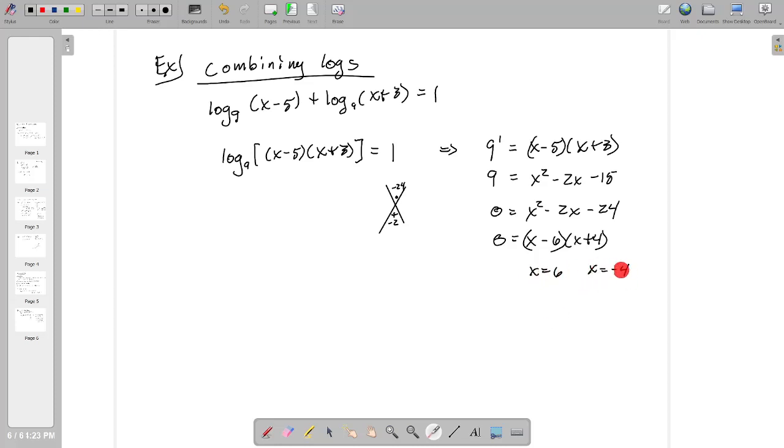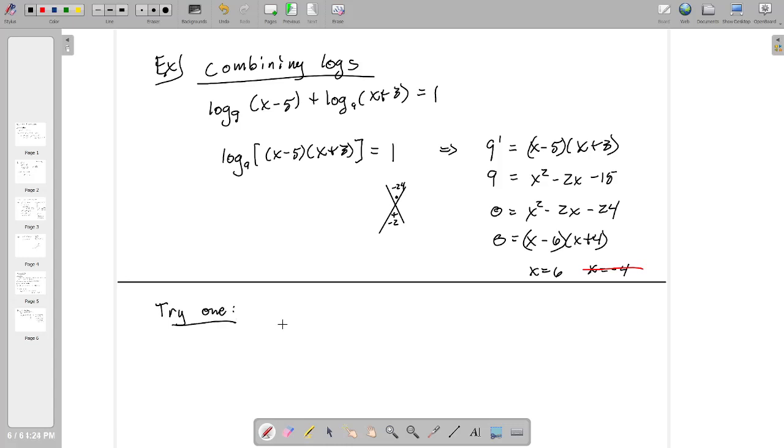For instance, in this case, x is equal to negative 4. If I plug that in here, I get negative 4 minus 5 is a negative 9. Log base 9 of negative 9 does not exist. So x equals negative 4 is actually not a solution. It's extraneous. However, if we plug in 6, we get 6 minus 5 and 6 plus 3. And then it's log base 9 of 1 plus log base 9 of 9, and that's going to equal 1 for sure. You can check if you need to.